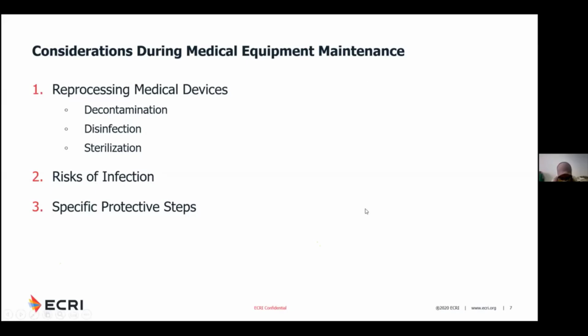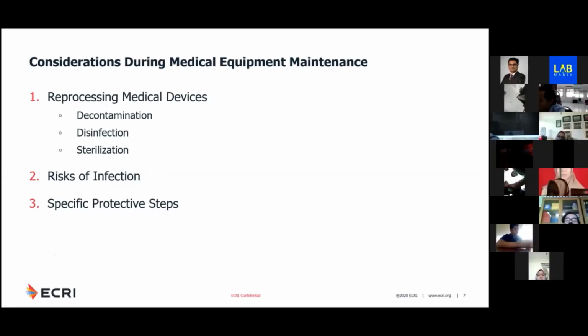So now moving on, we also look at what considerations we should take during medical equipment maintenance. Most of the people here, if you're handling medical equipment in hospitals, or you believe this equipment has been contaminated by certain infectious viruses or bacteria, and you want to take certain precautions, what should you do? Okay, so I think these are the three things that you should look at.